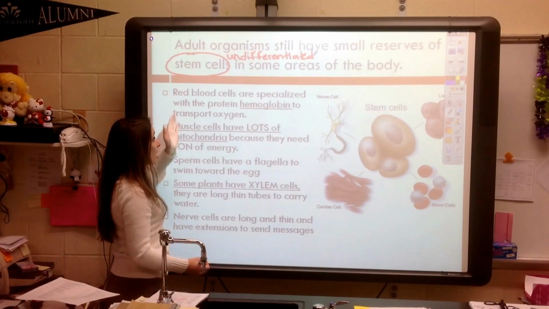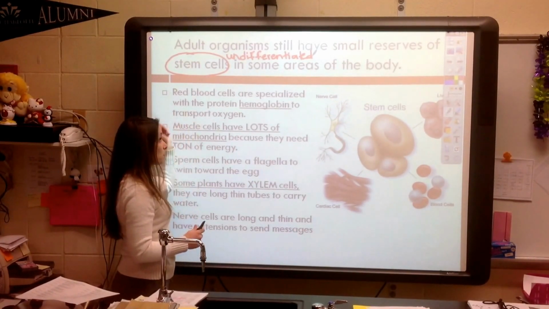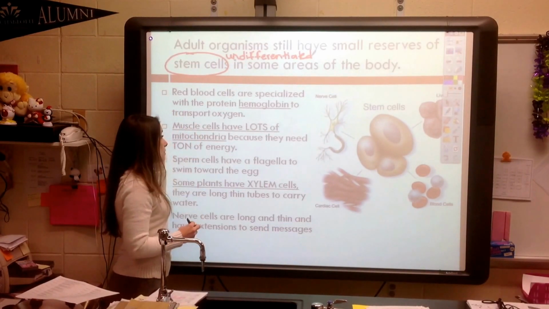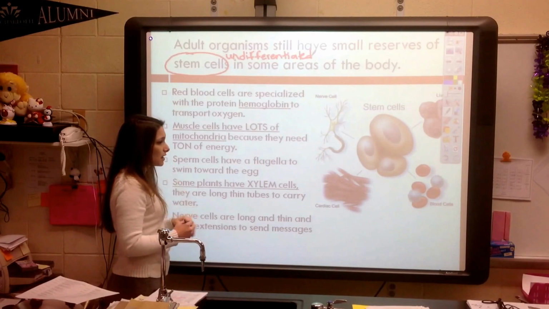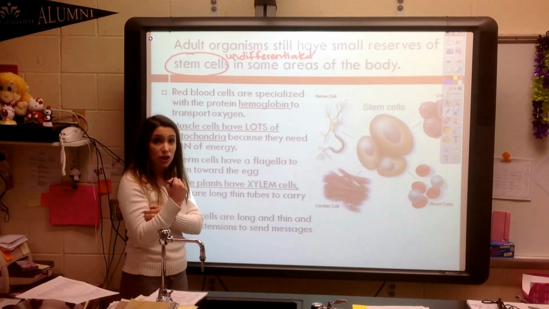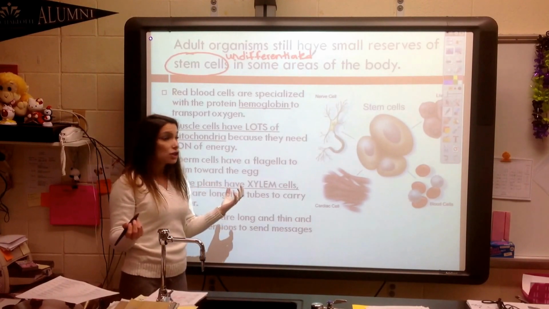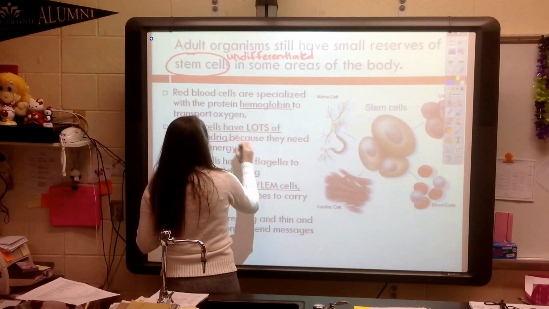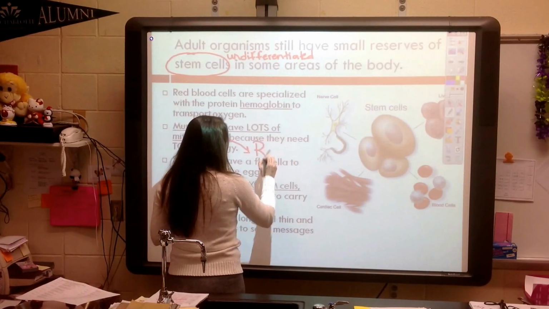For example, red blood cells are specialized with the protein hemoglobin to help transport oxygen. Muscle cells have lots of mitochondria. Every time your muscle contracts, it takes energy. And so where does all of that energy come from? The mitochondria. Remember, the mitochondria is performing this big R trait.